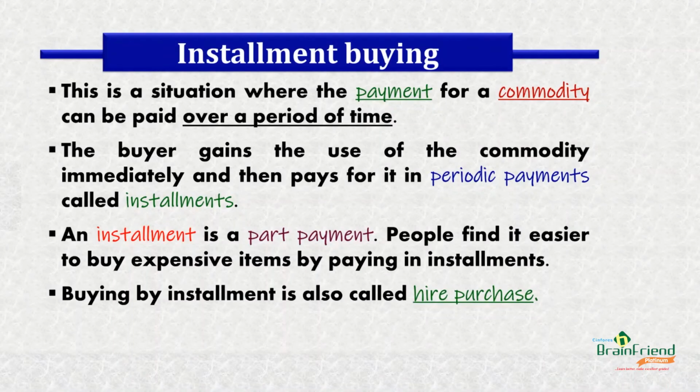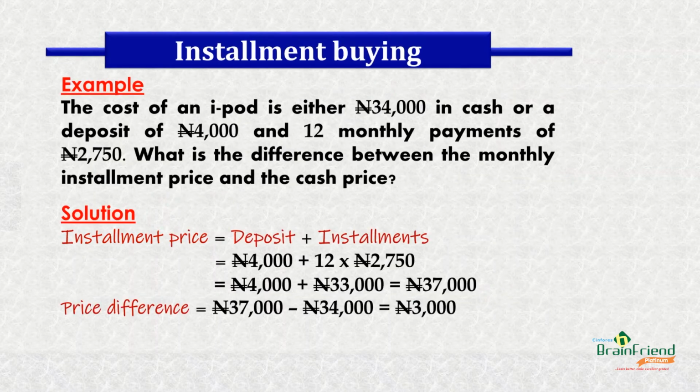Now, there's a style of buying things where someone buys an item, pays a certain amount that is less than the amount of that item, and starts using the item, then pays the remaining of the money over a period of time. This is simply what we refer to as hire purchase or installment buying. We have an example to explain installment buying.